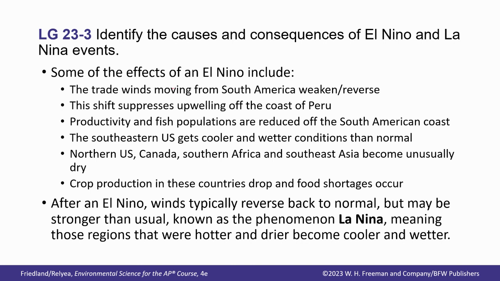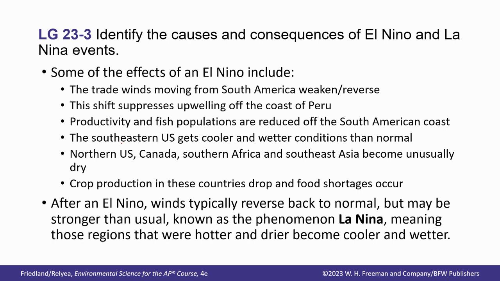So some effects of an El Niño include the trade winds moving from South America being weakened or reversed. So cruise ships and things like that delivering goods and services might be delayed. The shift suppresses upwelling off the coast of Peru, so they're not getting as much nutrients off the bottom of the ocean. Productivity and fish populations are reduced off of the South American coast. Okay, we get that. There's not as much vegetation getting as much nutrients, so that affects the food chain, kind of a trophic cascade.